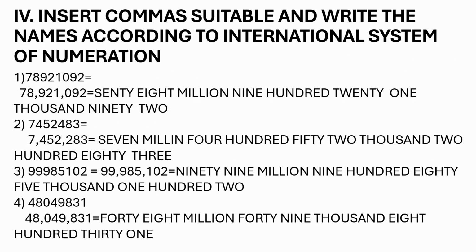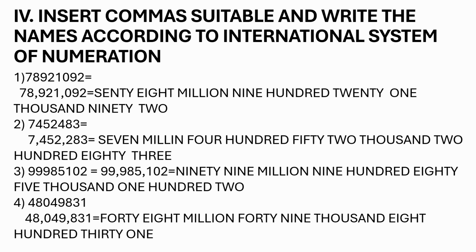Insert the commas suitably and write the names according to the International System of Numeration. This number has digits 1, 2, 3, 4, 5, 6, 7, 8. Total digits in this number are 8. 2 is in ones place, 9 is in tens place, 0 is in hundreds place. Before the thousands place put a comma.